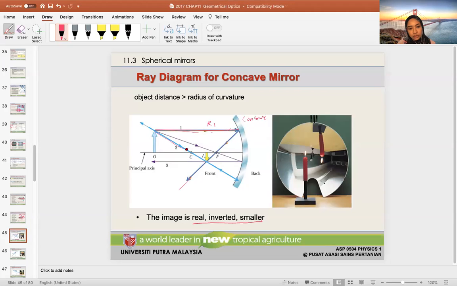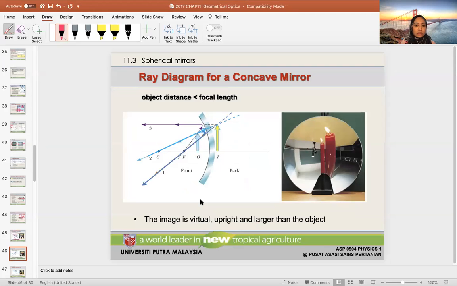Second ray goes into the center of curvature, back onto itself. And this is my intersection. So that is where my image forms. So it is inverted and smaller. And it is real because it is in front of the mirror. So real means in front of the mirror.